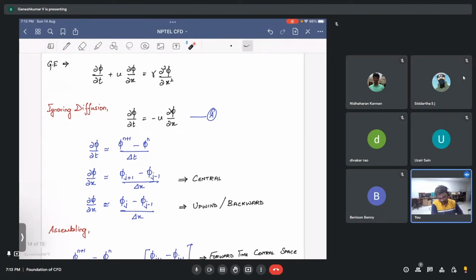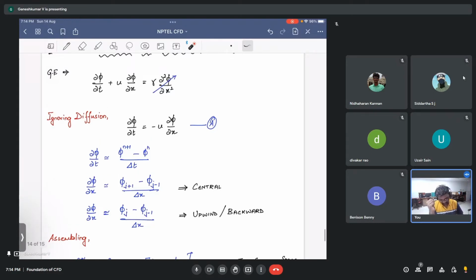Let me go ahead. So here we have the general governing equation. First, we will ignore this diffusion term, because the diffusion terms are already dealt with in the lectures; you can go back and revise them. So we will neglect it. It's better not to put zero, but we will just neglect it. So the remaining equation becomes like this, the equation A. It's just dou phi by dou t equal to minus u dou phi by dou x.